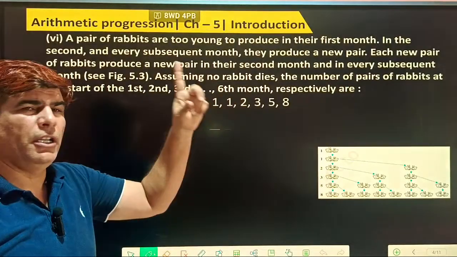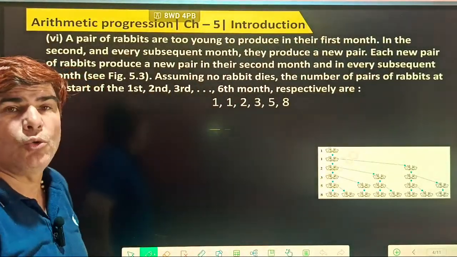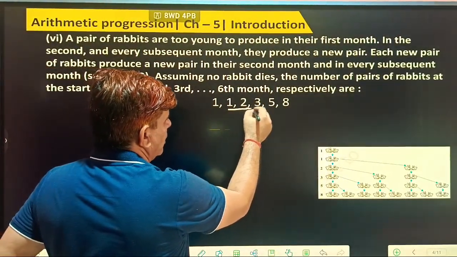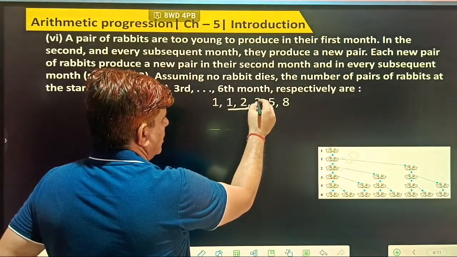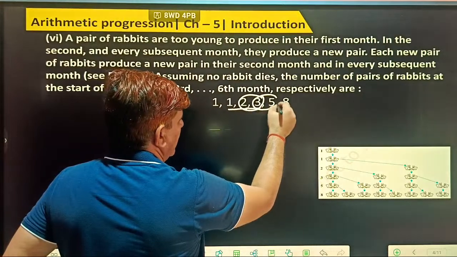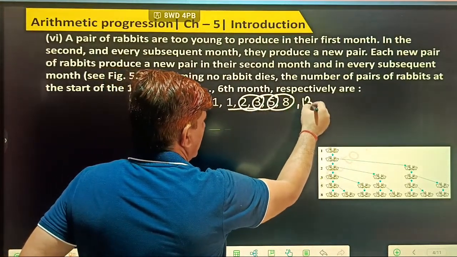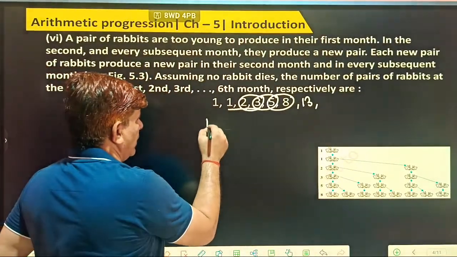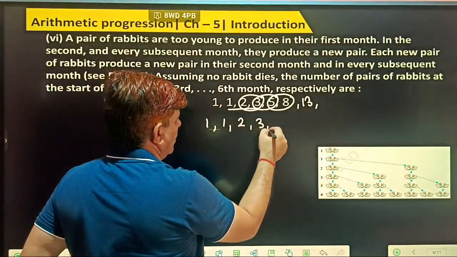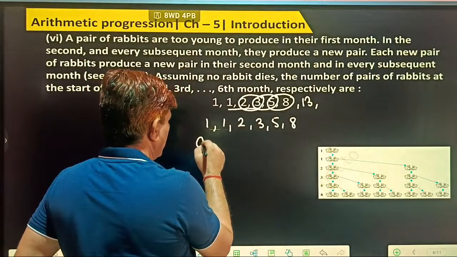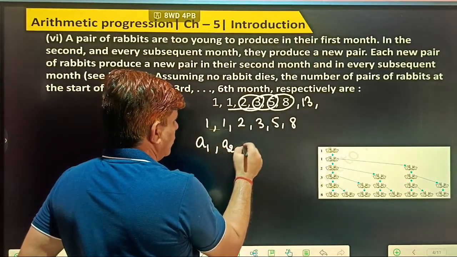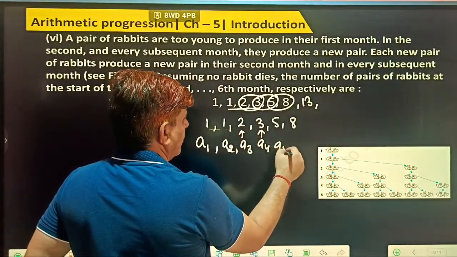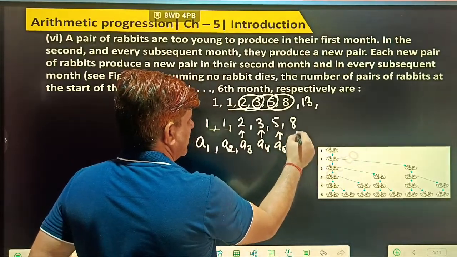1, 1, 2, 3, 5, 8. Following a rule: 1 plus 1, 2; 2 plus 1, 3; and 3 plus 2, 5; 5 plus 3, 8; 8 plus 5, here 13 is coming, easily we can find. Understood? We can say this is A1, this is A2, this is A3, A4, A5, A6.